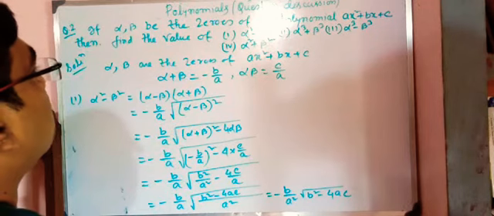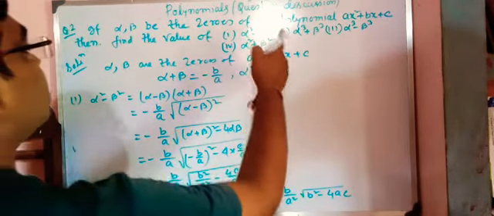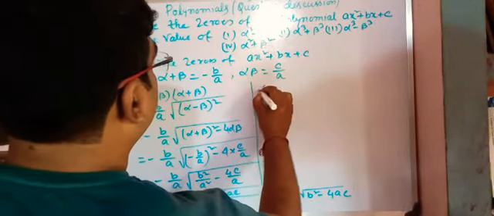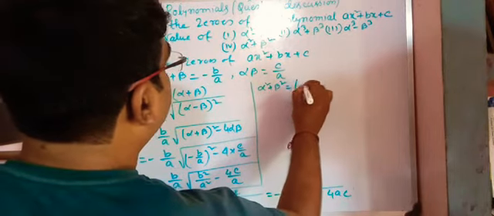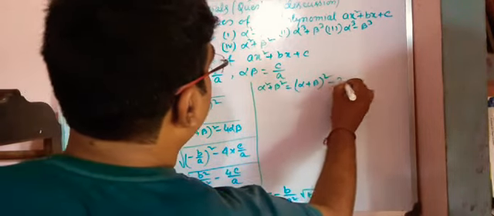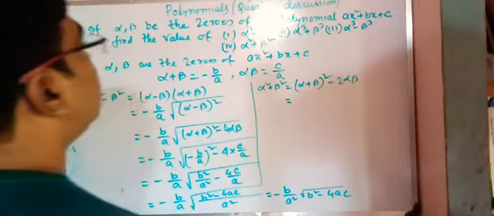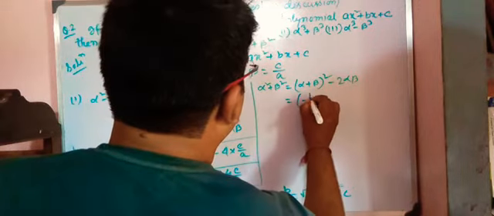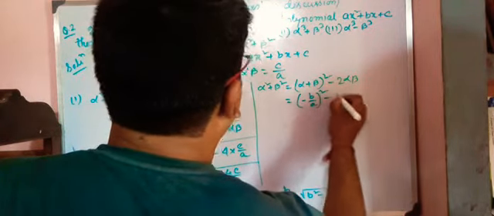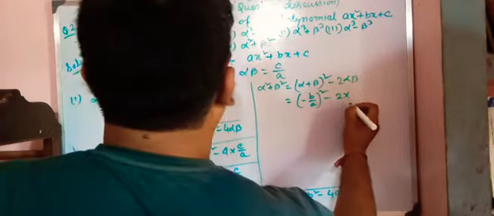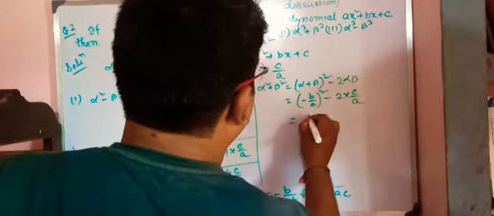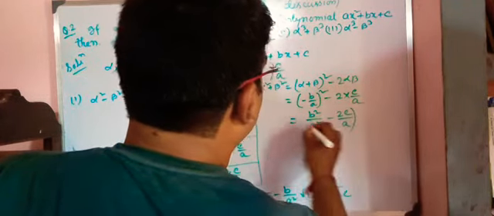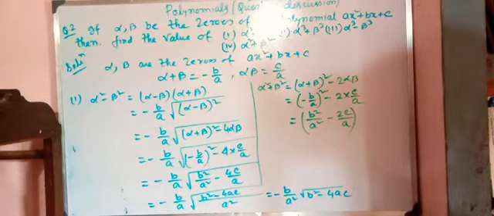Next, alpha square plus beta square. So alpha square plus beta square is equal to alpha plus beta whole square minus 2 alpha beta. Now alpha plus beta means minus b by a whole square minus 2 into alpha beta. Value of alpha beta is c by a. That's equal to b square by a square minus 2c by a. That's it. This is the value of alpha square plus beta square.